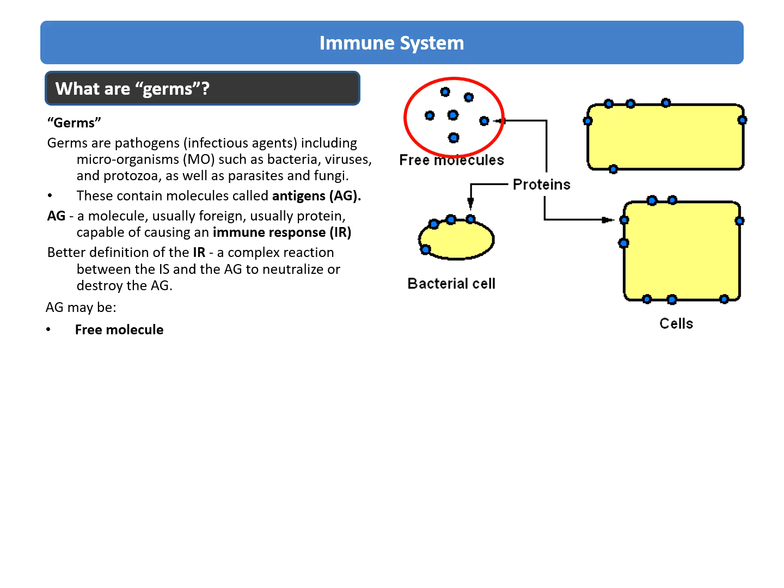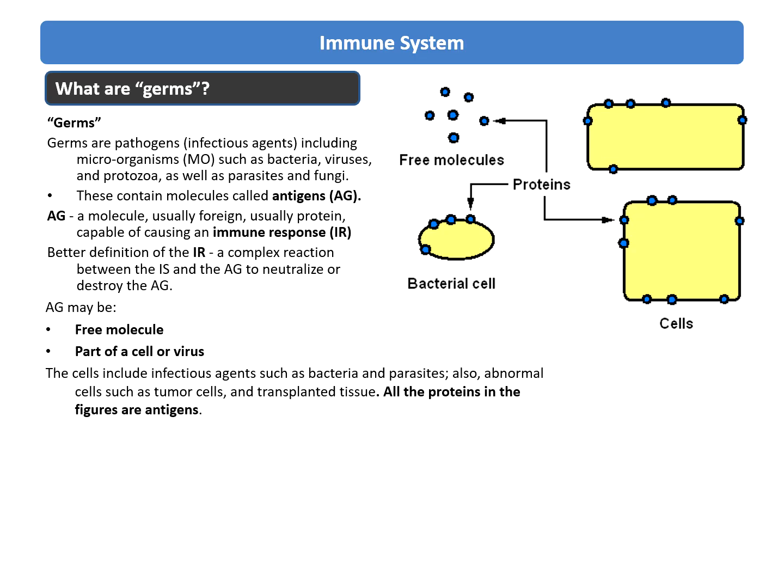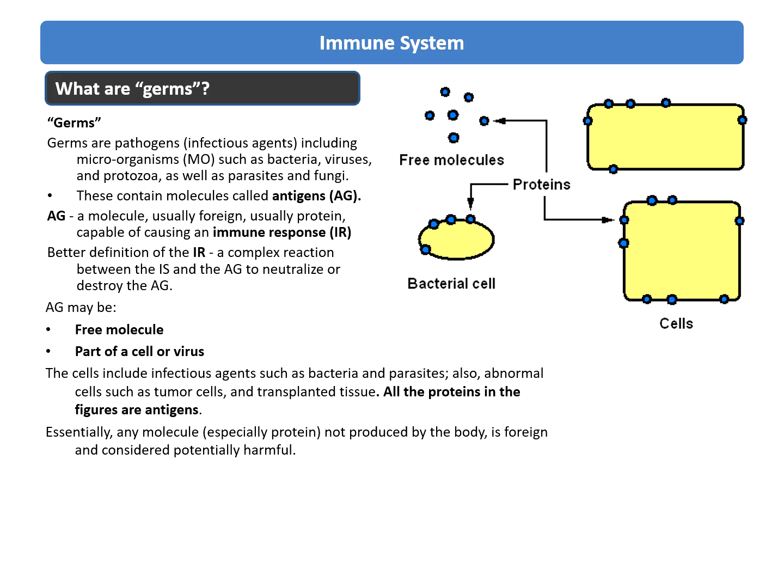Antigens may be free molecules, or they may be parts of a cell or a virus. The cells include infectious agents such as bacteria and parasites. They also include abnormal cells such as tumor cells and transplanted tissue. All of the proteins in the figure are antigens. Essentially, any molecule, especially protein, not produced by the body, is foreign and considered potentially harmful.